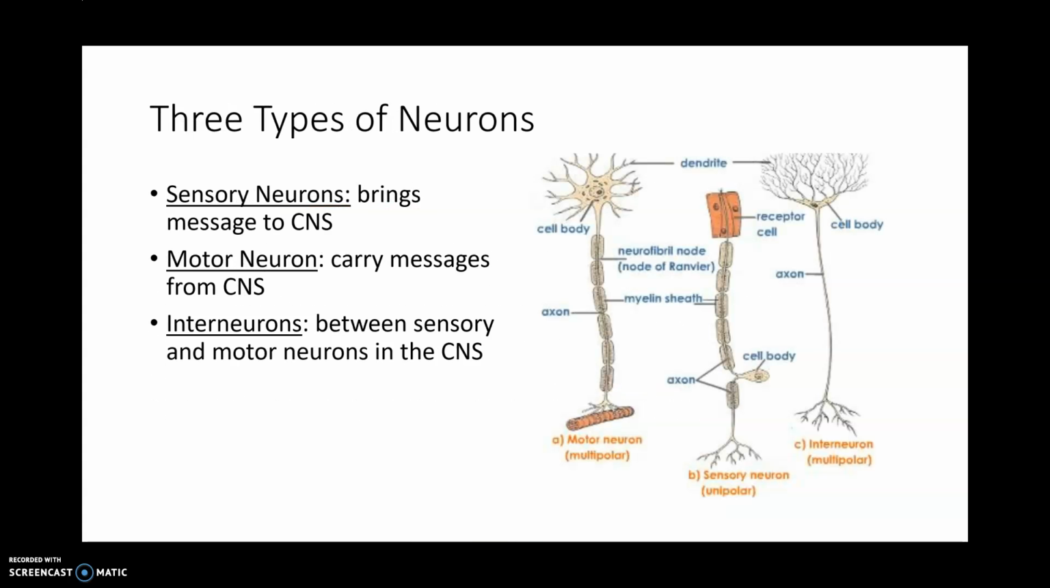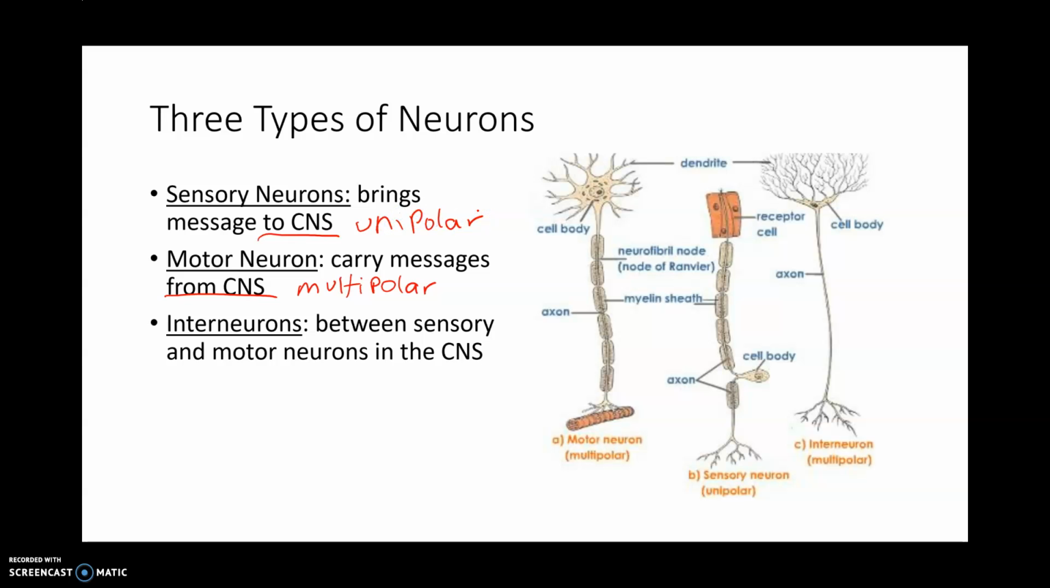There's also 3 types of neurons that we're going to see. So we can see sensory neurons. These are going to bring messages to the central nervous system. Motor neurons carry messages from the nervous system, so away. And then our interneurons are kind of that in between our sensory and our motor. So if we take a look here, we can see some examples of these. So our motor neuron is also sometimes called a multipolar. So let's add that to our notes here, multipolar neuron. Our sensory neuron is a unipolar.